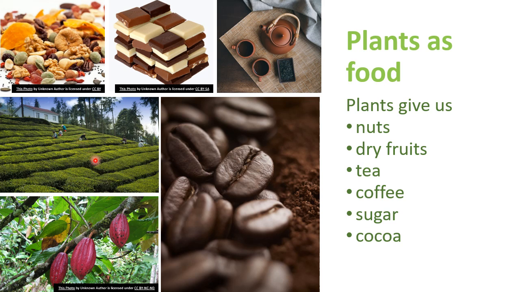What about the tea and coffee which we have in the morning? Tea comes from tea leaves. Here's a picture of the tea garden. This is the coffee beans from where we get coffee. The yummy cashews and almonds which you all enjoy, those come from plants. So plants give us nuts, dry fruits, tea, coffee, cocoa and sugar.